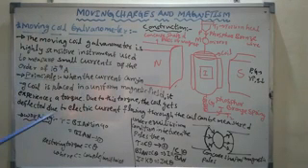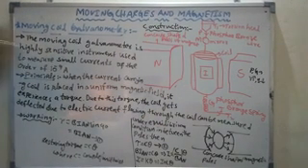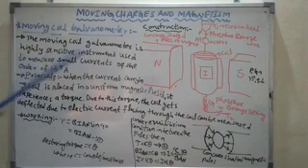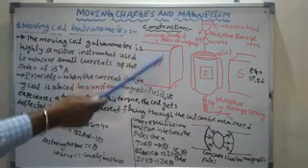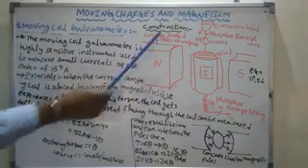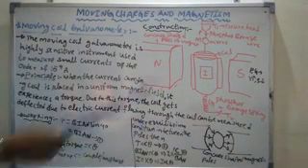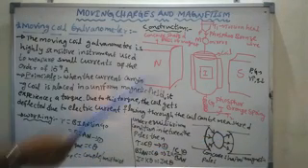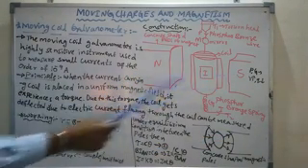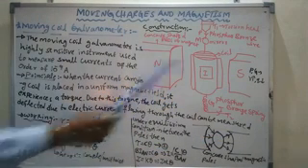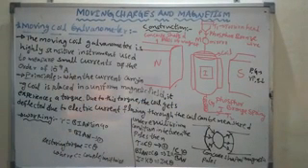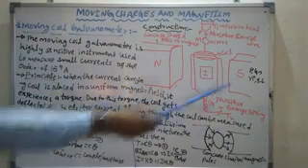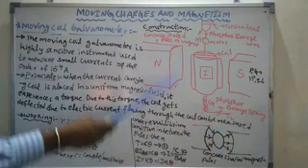Then what is the construction? This is the construction of the moving coil galvanometer. The construction consists of concave shaped poles of magnet. Why concave shaped poles? Concave shaped poles of magnet produce a radial magnetic field. That is why we use concave shaped poles.